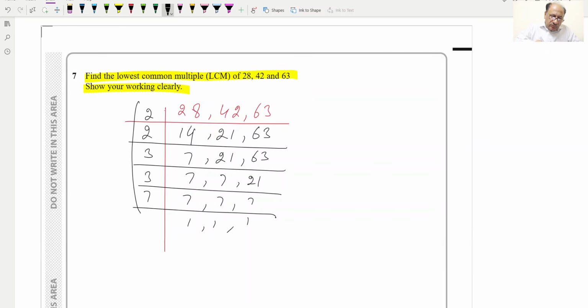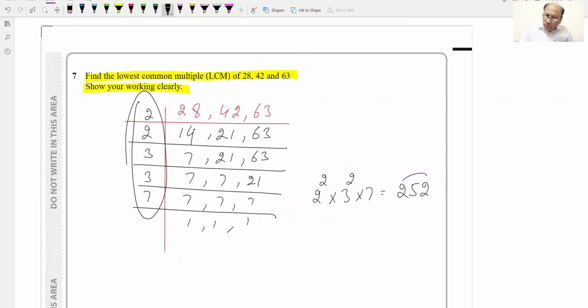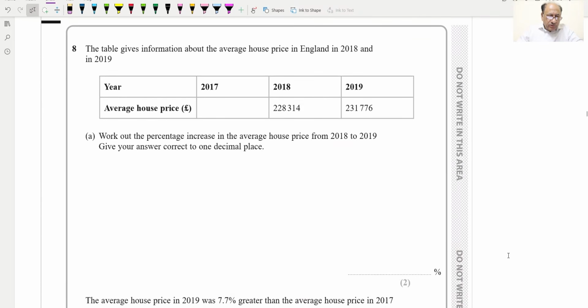So now this will be our LCM. LCM will be 2 raised to the power 2 into 3 raised to the power 2 into 7, and we can check this with the calculator. It should be multiplication: 2 squared times 3 squared times 7 is equal to 252. So 252 is the LCM, and it is a 3-mark question which we are done with. Hopefully you understood this.